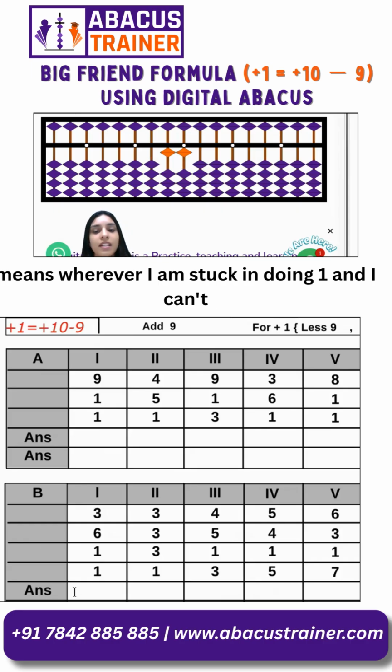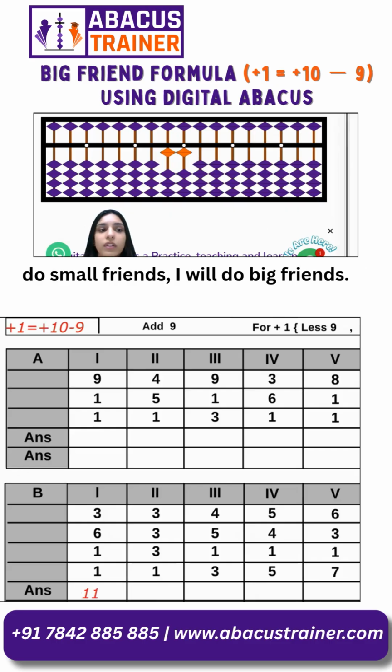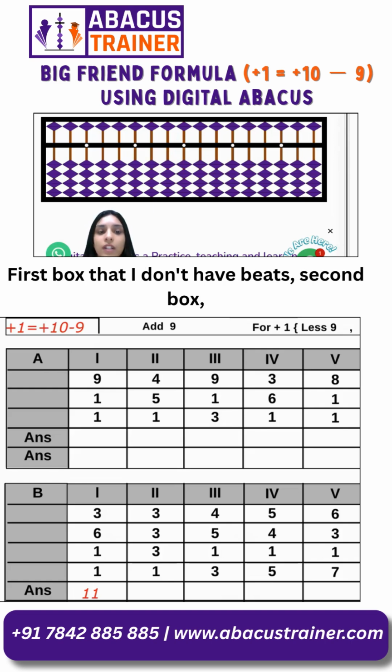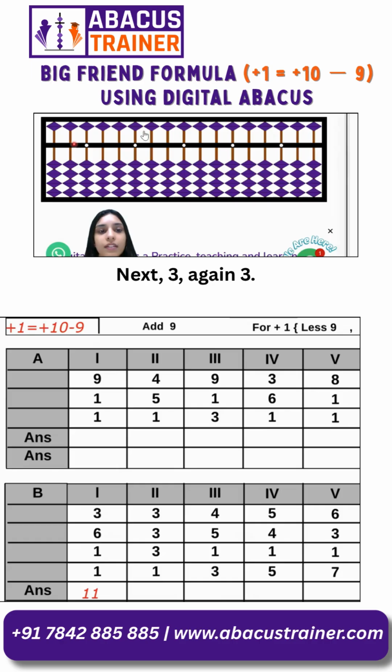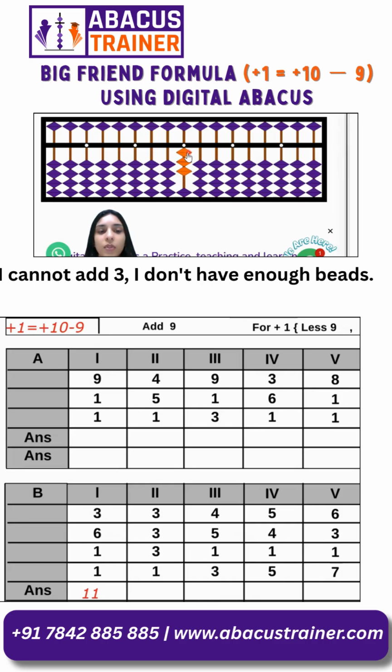Okay. That means wherever I am stuck in doing 1 and I can't do small friends, I will do big friends. Both of the boxes should tick. First box, that I don't have beats. Second box, I can't do small friends. Next, 3. Again 3. I cannot add 3. I don't have enough beats.